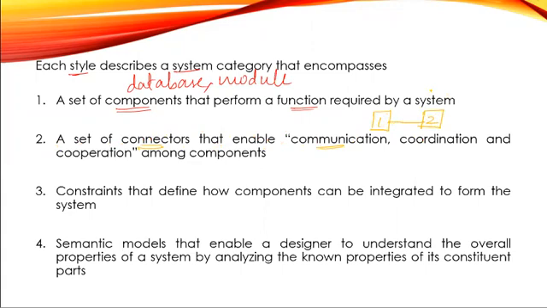This can be done by using message passing, that is, by sending a message you can communicate between the two components. This is also used for coordination and cooperation among components. So these are the connectors. That is also one architectural style definition. The next one is constraints that define how components can be integrated to form the system.